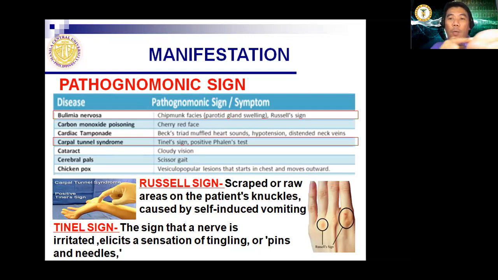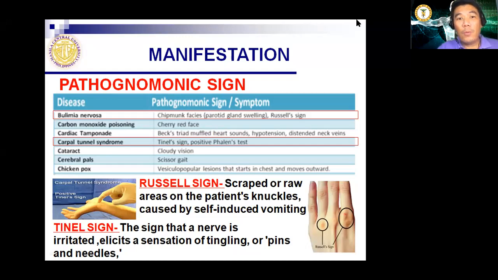And then once you feel a tingling or pins and needle pain, that is Tinel sign. When you press this part, there will be a sensation of tingling and pins and needles. So you will feel somehow numbness and tingling. So that is Tinel sign. That is an indication of irritation of the nerve.